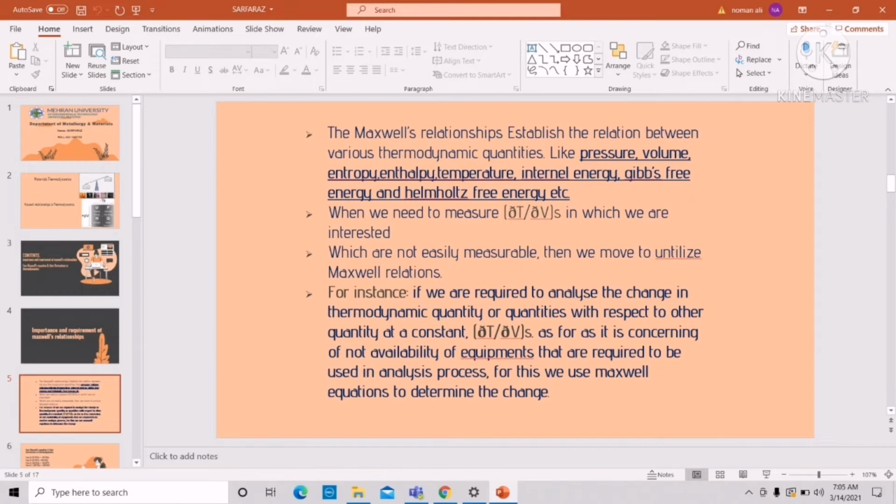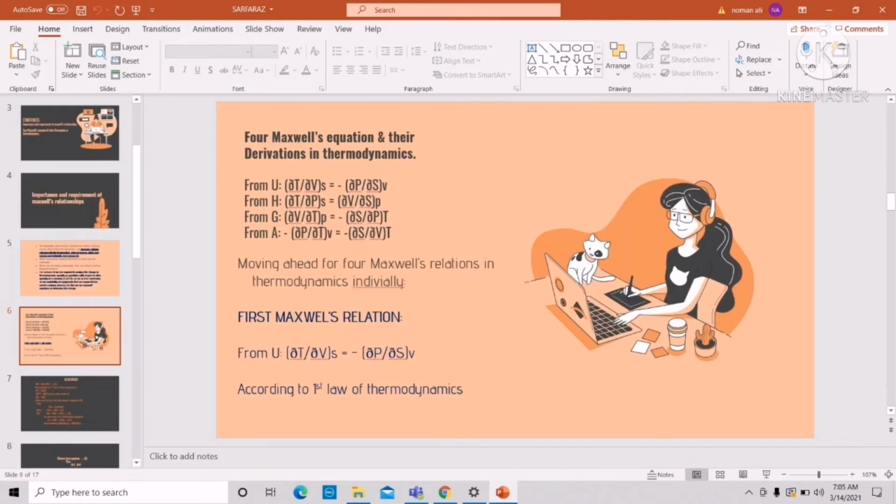For example, if we are required to analyze the change in thermodynamic quantity or quantities with respect to other quantity at a constant, change in temperature with respect to change in volume having entropy constant. As far as it is concerning of non-availability of equipment that is required to be used in the analysis process, for this we use Maxwell equations to determine the change. Following are the four Maxwell's equations and their derivations in thermodynamics that will be discussed ahead.